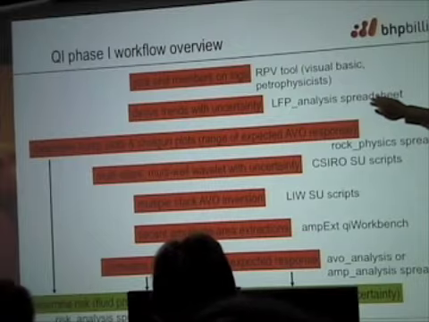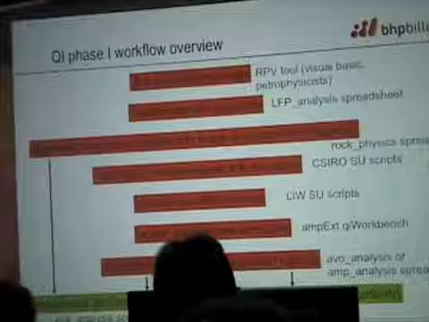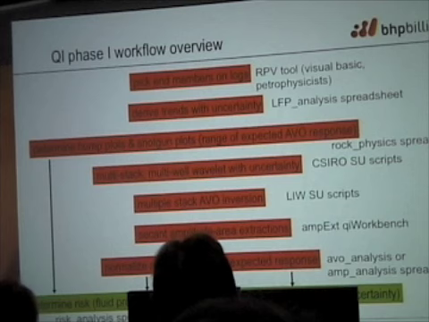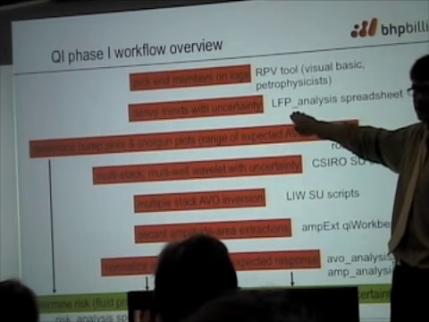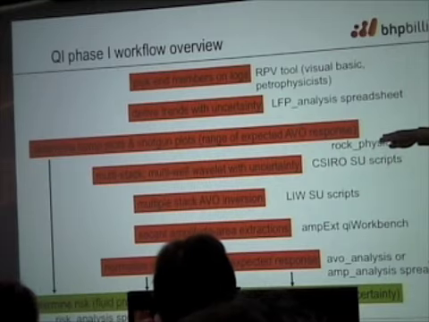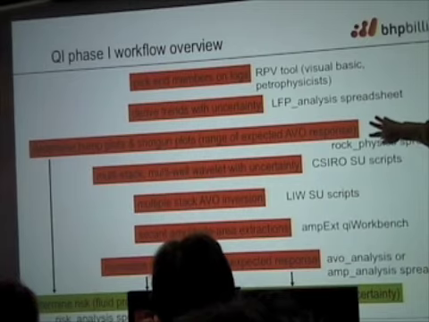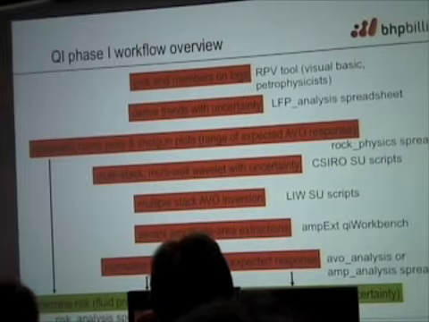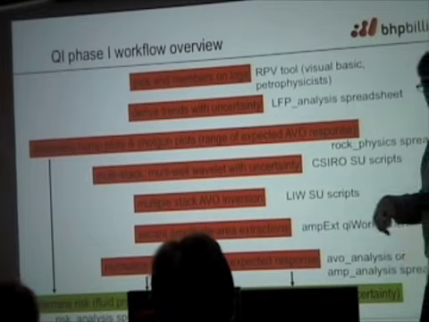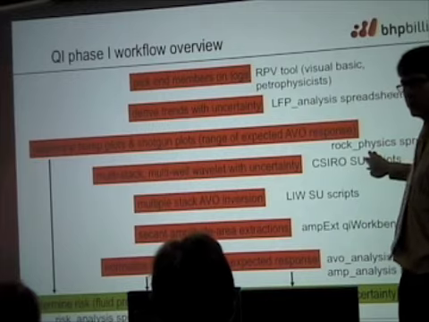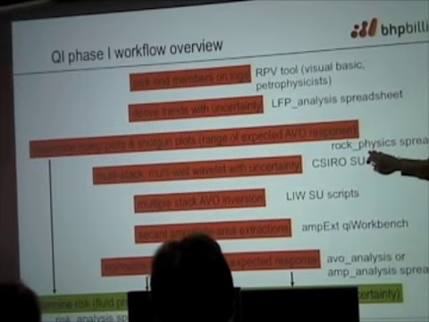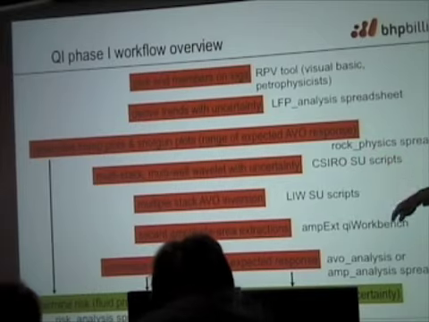Then the next thing we do is we derive trends with uncertainty, and that's done in a spreadsheet called LFP analysis. We determine what the expected AVO or amplitude response should be. That's where we do all these Gaussian substitutions. That's in something called the rock physics spreadsheet, and we're going to be putting our hands on that.